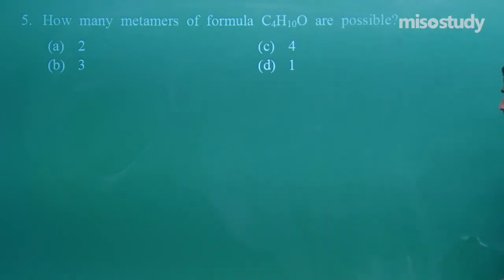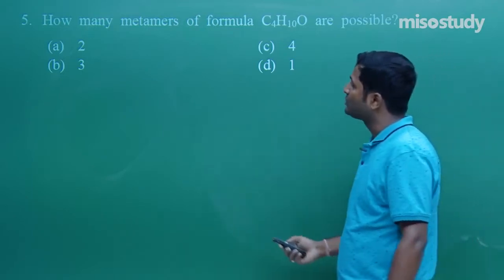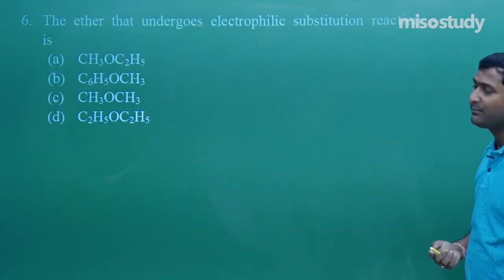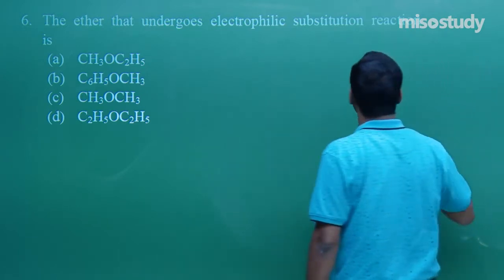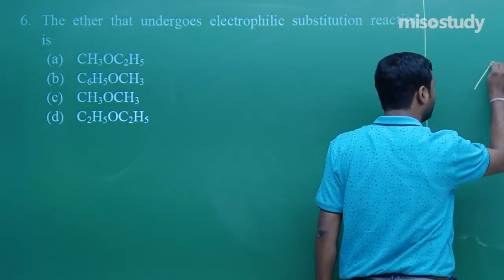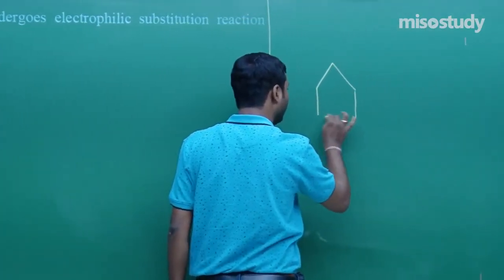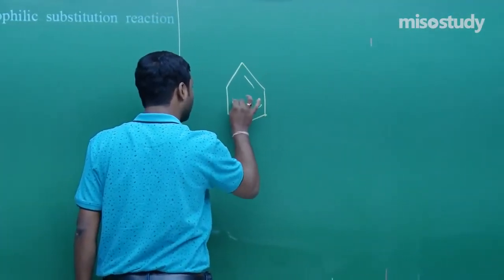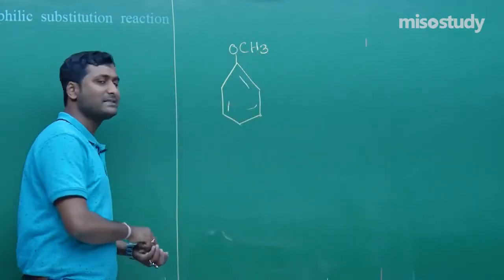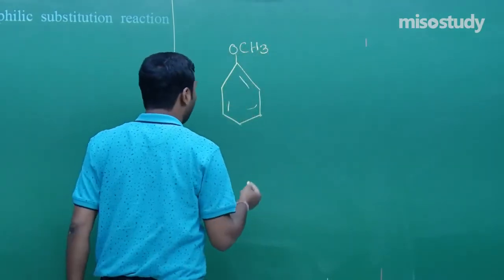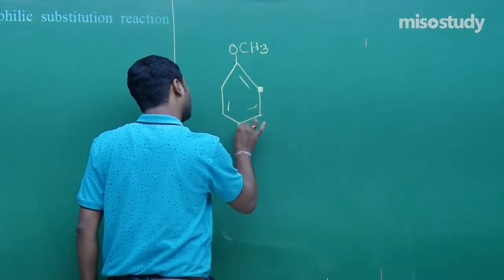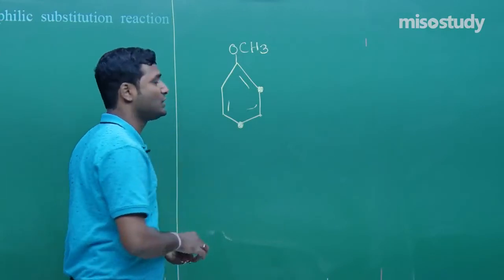Now, let's move to the next question, question number 6. The ether that undergoes electrophilic substitution reaction. As we know, which ether can undergo electrophilic substitution reaction? Benzene ring with OCH3, that is anisole, C6H5OCH3. What will happen? The electrophile will attack at the ortho and para position.